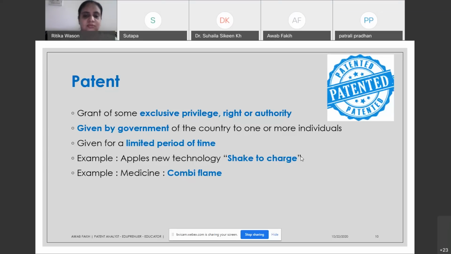For example, IBM licensed technology to many dealers and earns money from it. So basically, IBM earns royalty from the other vendors. We can also take the example of Apple's patents on new technology, like shake to charge, and patented medicines like Combiflam. So that's a small brief about a patent.